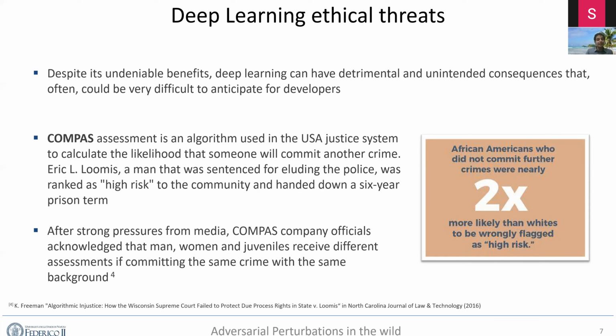And this is bad because it has been shown that this algorithm has both gender and ethnicity bias. So for example, women or young persons or Black people usually got a higher risk even if they actually committed a very small offense.